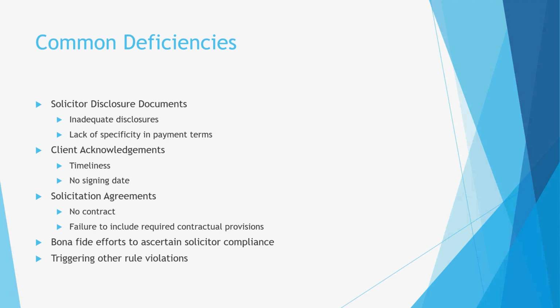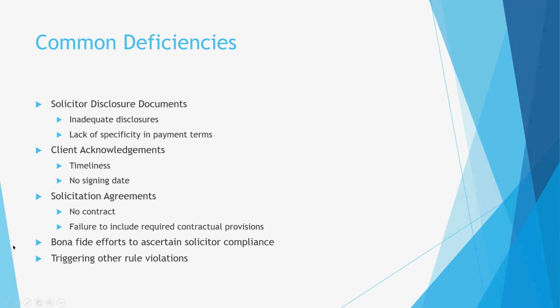The third deficiency dealt with solicitation agreements themselves. The SEC observed that advisors paid a cash fee to a solicitor without a solicitation agreement in place, or paid a cash fee to a solicitor pursuant to a solicitation agreement that failed to include the required contractual provisions.